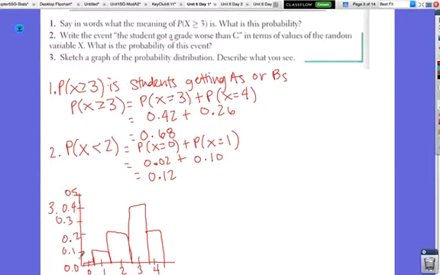So if we look at this one, it looks like our graph is kind of left skewed. And so what that would mean is the higher grades are more likely, but there are a few lower grades.